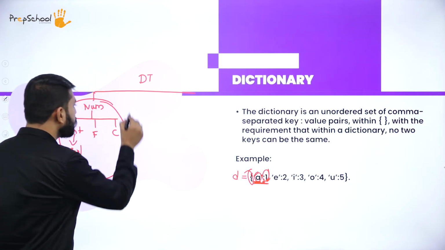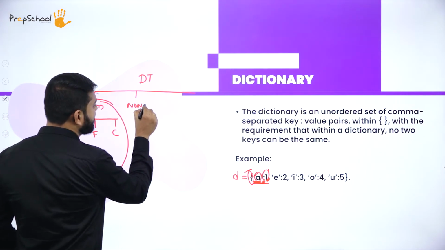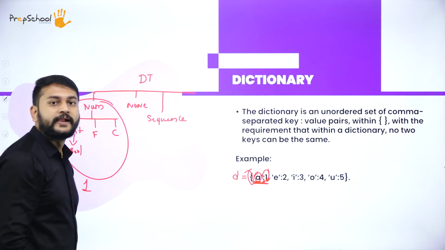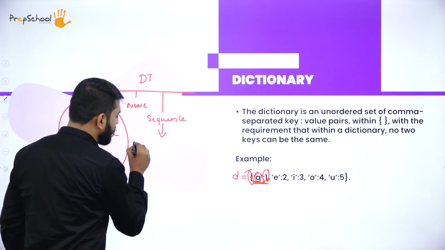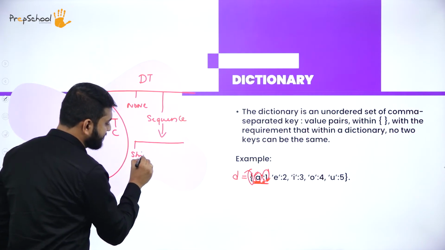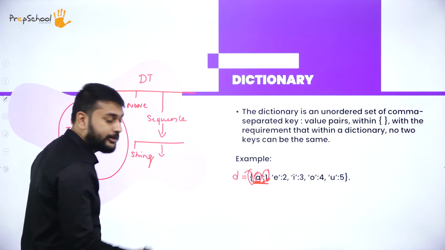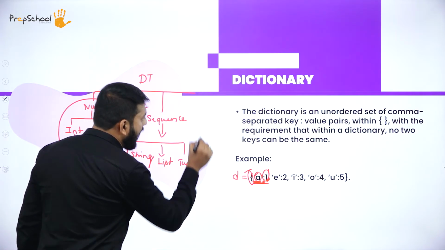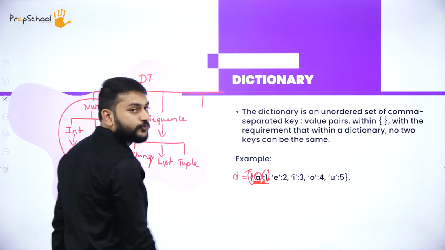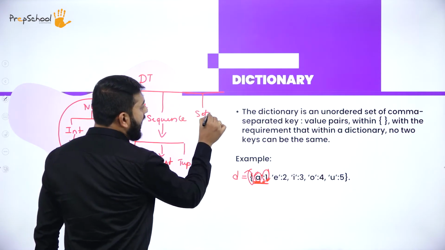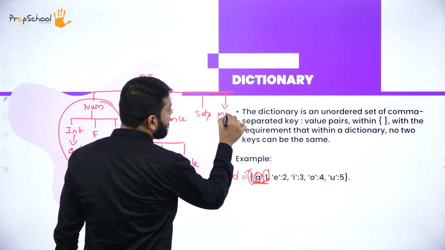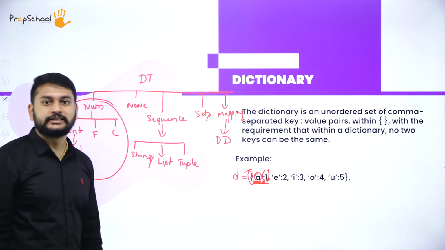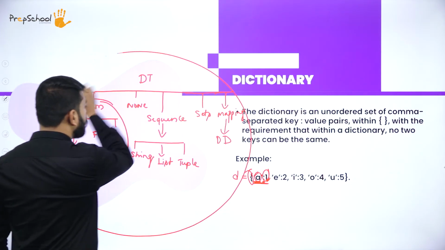What is the second one that you have? You have none as a second data type. And the third one is sequence. Under the category of sequence, you have strings, list, and the last one is tuples. After this, you have sets. After sets, you have something called mapping. Under mapping, you have the data dictionary. So this is what you have to remember.